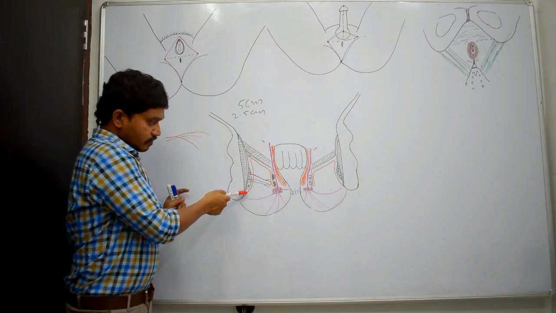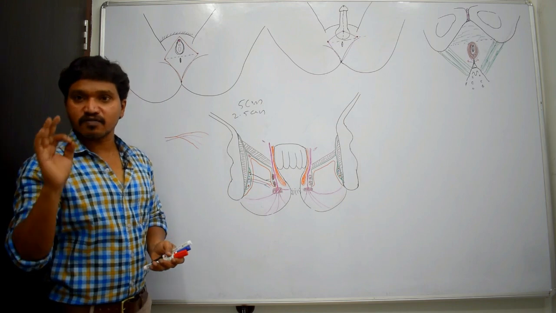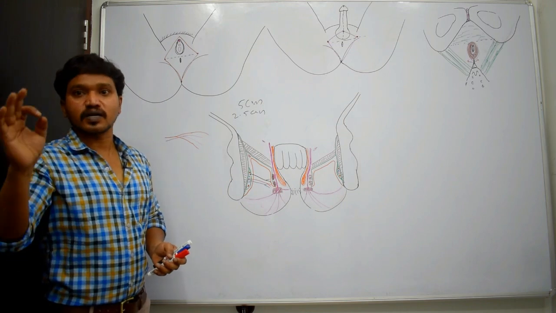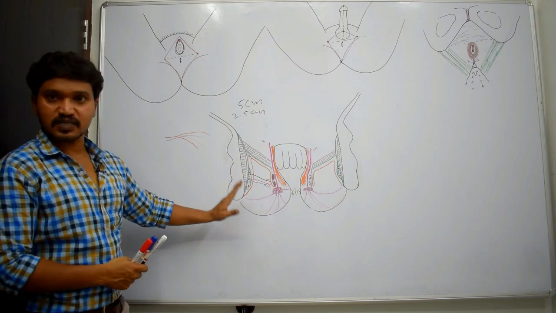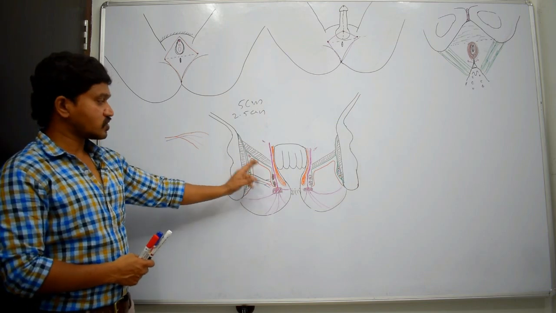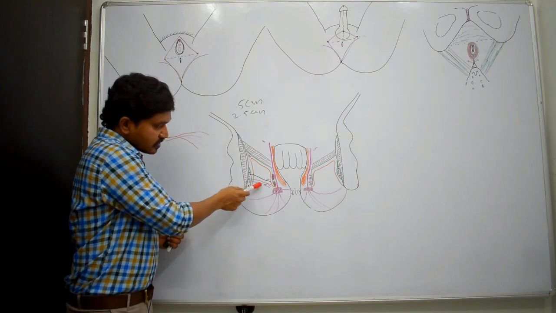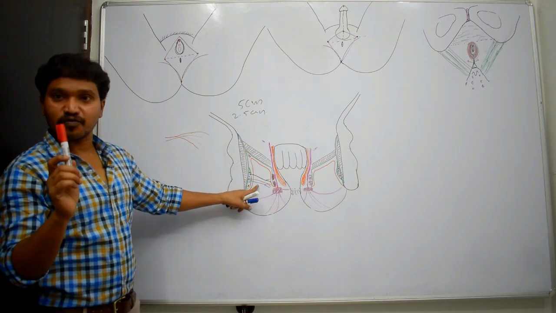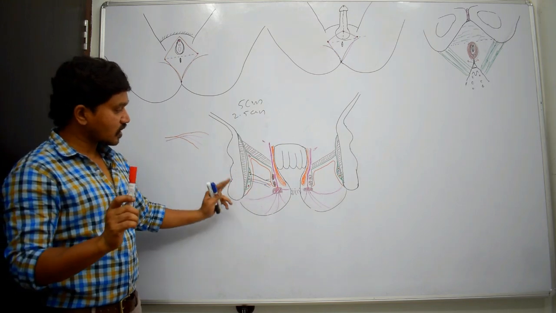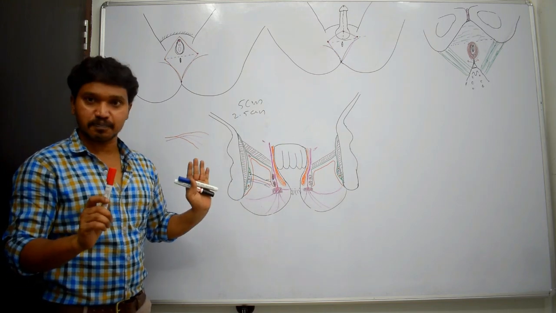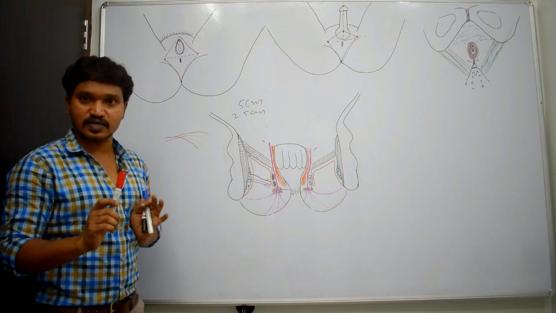See here, what are these? Internal pudendal vessels and pudendal nerve. Those are present in the lateral wall of the ischiorectal fossa. Then what are these? Inferior rectal vessels and nerves crossing the ischiorectal fossa from lateral to medial side, right? So these are the second structures.